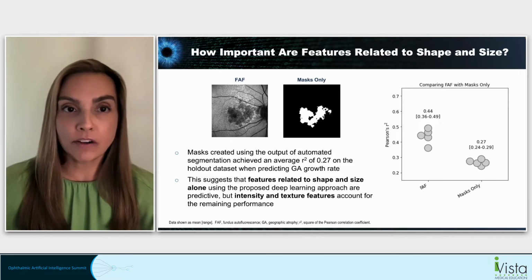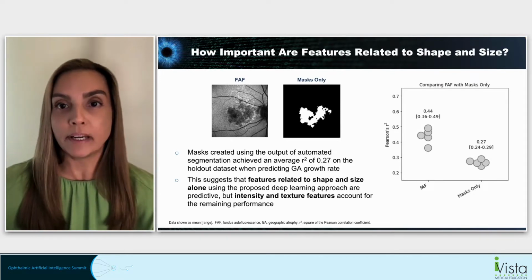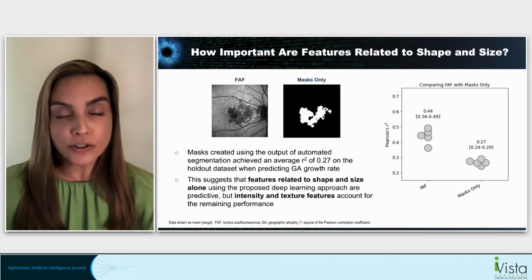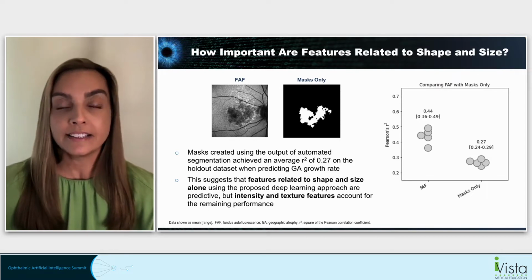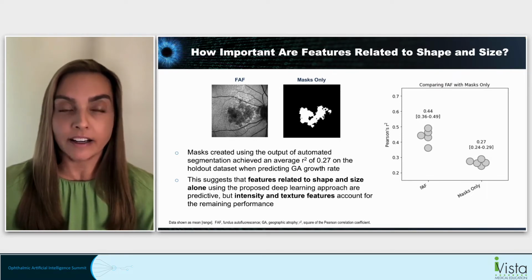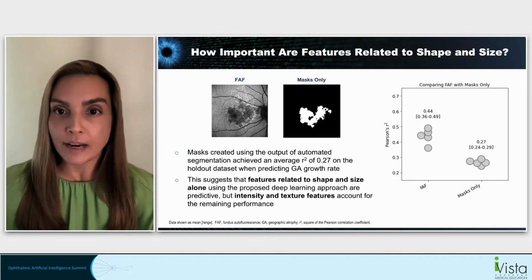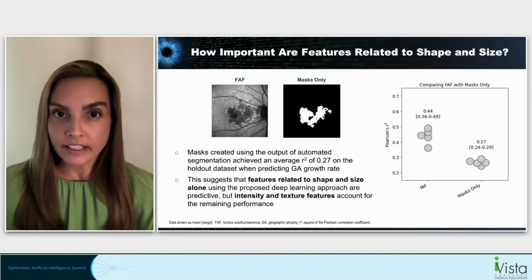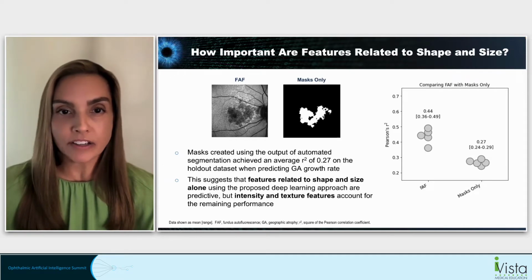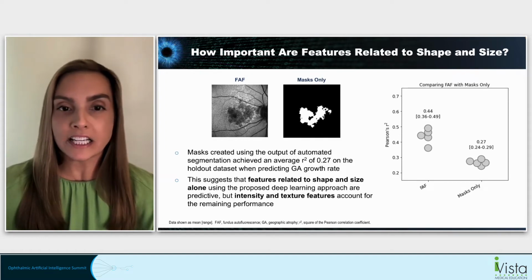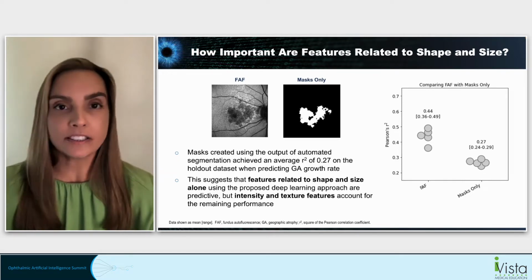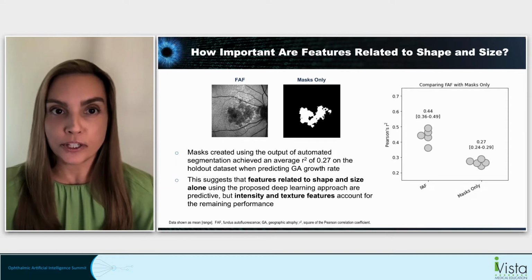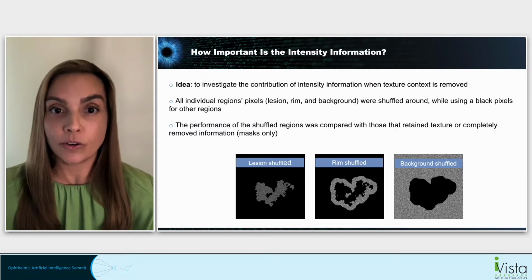And then we asked ourselves, what importance is really coming from the shape and the size? Because natural history studies, and there's extensive literature on the topic based on human annotation, shows us that lesion shape and size at baseline are predicted to GA progression over time. So when we use the masks only without the pixel texture or intensity information, what we observed is that those features of shape and size, they can explain roughly a third of the model performance. So still relevant, but not the entire progression prediction information is coming from shape and size alone.